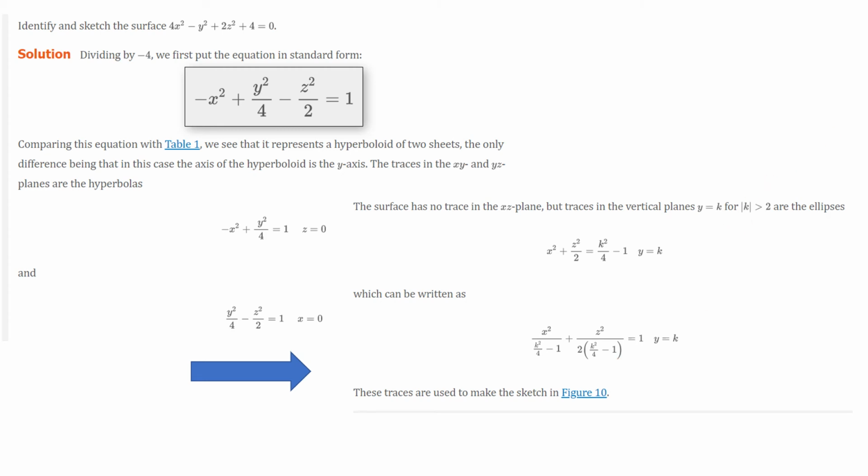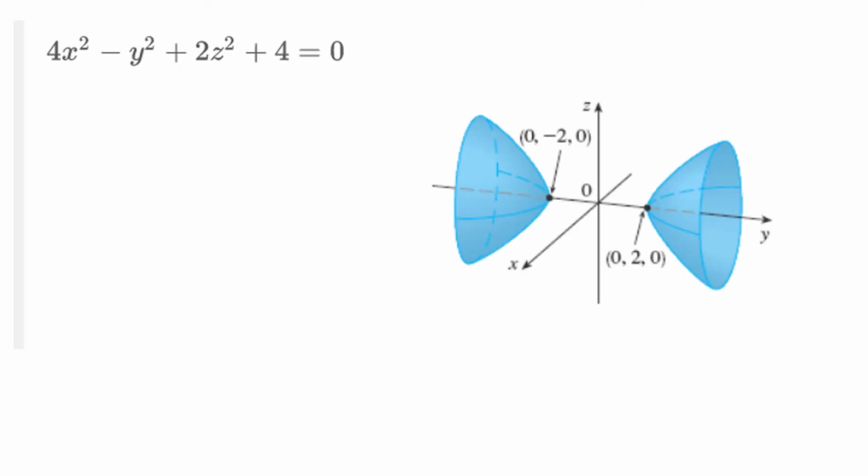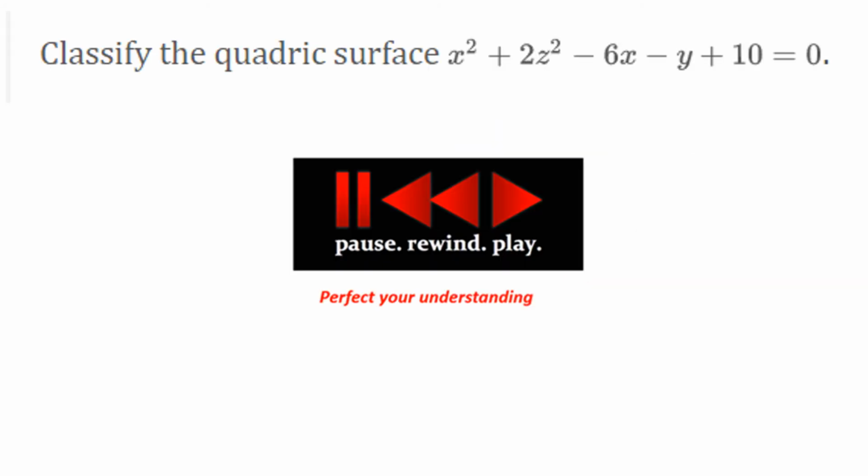So you see you've got two branches of this hyperbola. And so when we use those traces, we get this picture. And this is, again, a hyperboloid of 2 sheets, because you would need 2 sheets of infinite length to cover this, and because you can't go continuously from one sheet to the other. So you need 2 sheets.